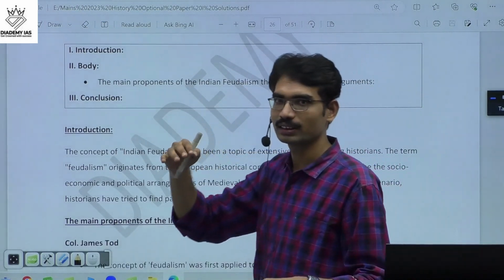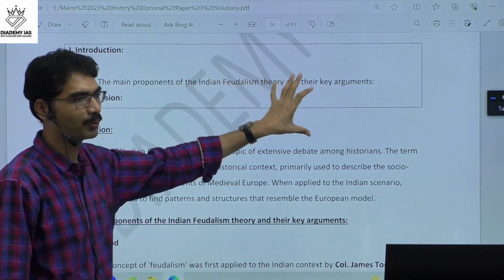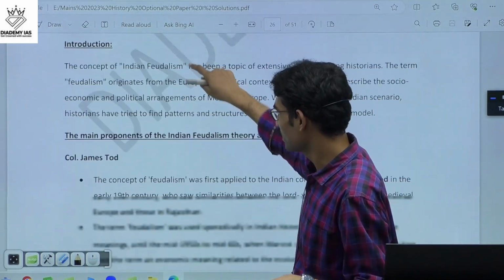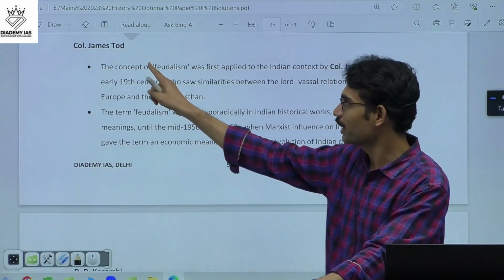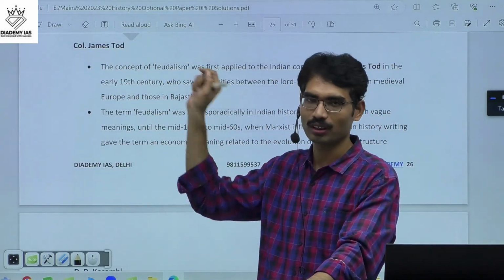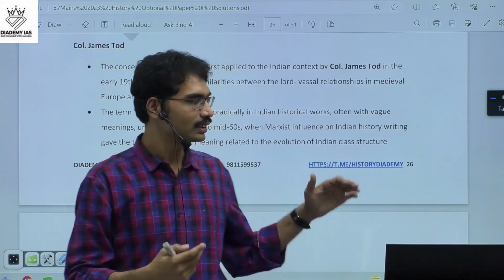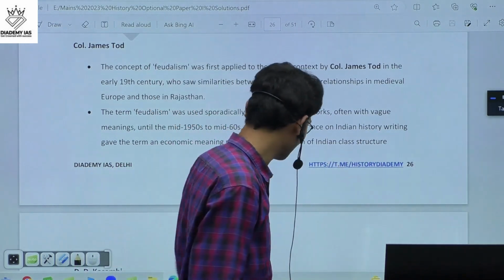Simply, in the introduction you will write about feudalism. The body is about the different proponents of Indian feudalism. In the conclusion you will sum up. Now you see this, different proponents. The first name that will come is Colonel James Todd. He was the one who for the first time described the early medieval period as a feudal segment.